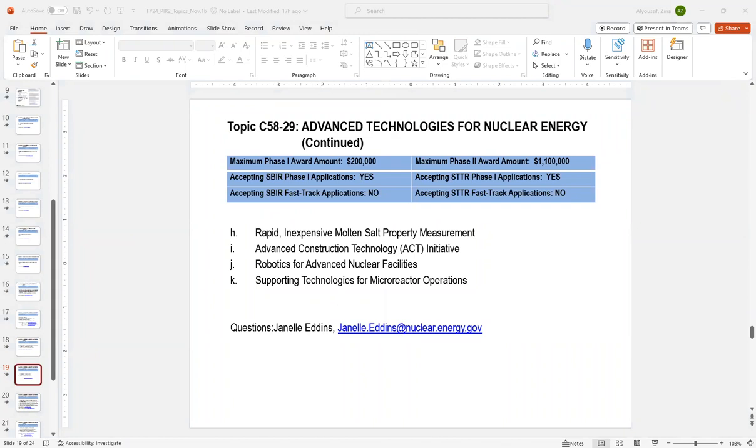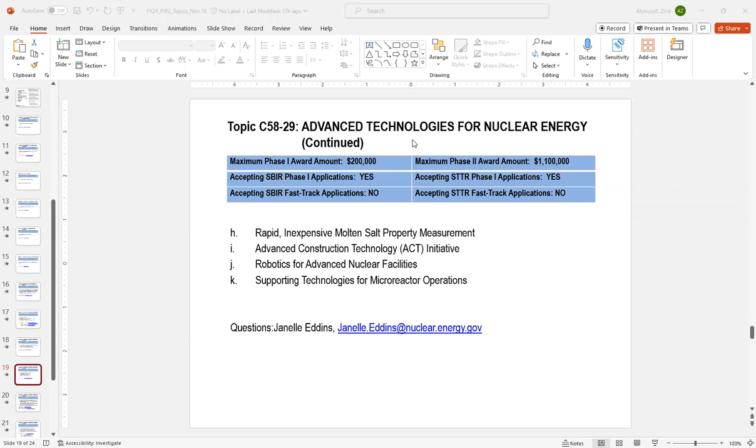Our US vendors today are looking at both fluoride and chloride salt to support the development and future demonstration of these reactors. DOE has a need to measure fundamental salt properties for fluoride and chloride salts of interest to those US vendors. So with this work, we are seeking applications from small businesses to develop innovative salt property measurement techniques that are less expensive and time consuming than the current techniques.